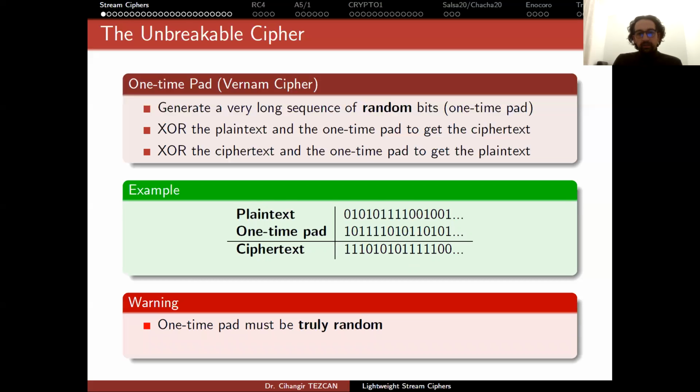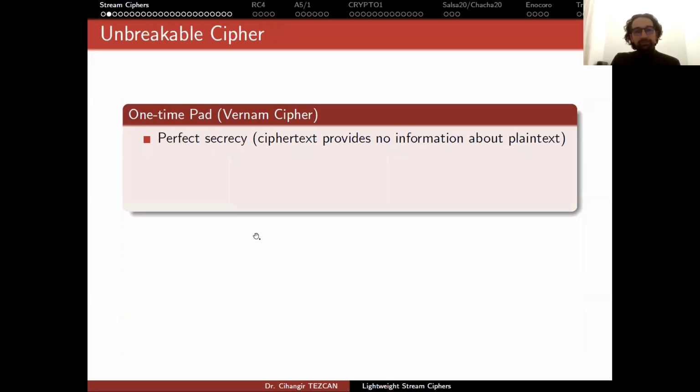In order for this to work, the one-time pad should be truly random. If there's an algorithm behind it, if the attacker can guess what it is, then the system is broken because they can get the one-time pad. So the whole security relies on the fact that the one-time pad is generated in a truly random way, and it is not shared with anybody else. Another important thing is that you can use a one-time pad only once. This is why we call it a one-time pad. You have to use it only one time.